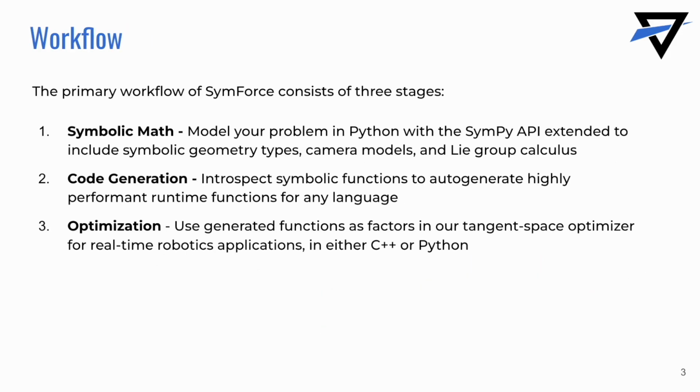The primary workflow consists of 3 stages: symbolic math, code generation, and optimization. First, a problem is modeled in Python with the SymPy API, extended to include geometry types, camera models, and Lie group calculus. Second, symbolic functions are introspected to auto-generate highly performant runtime functions. And third, generated functions are used as factors in our tangent space optimizer.